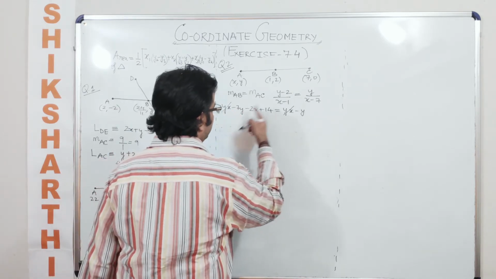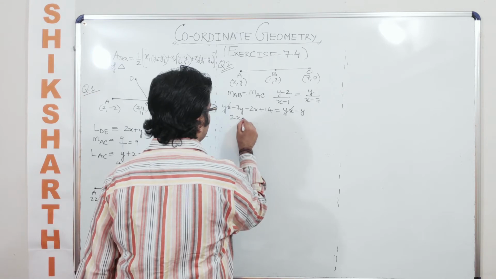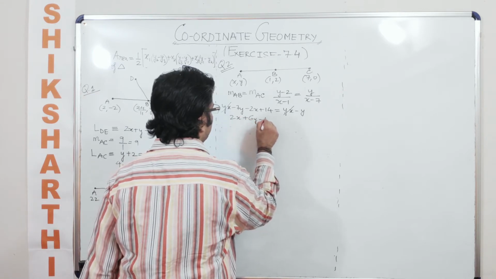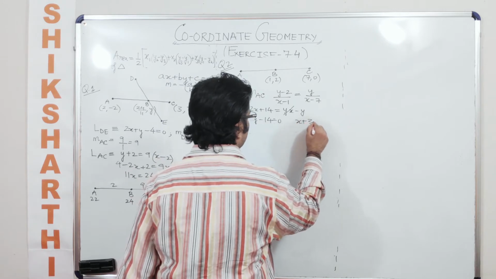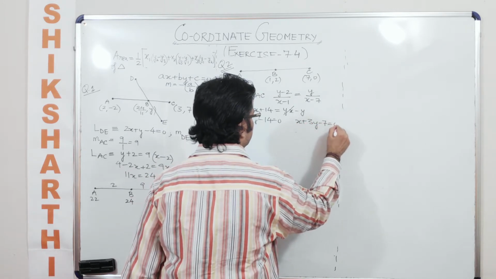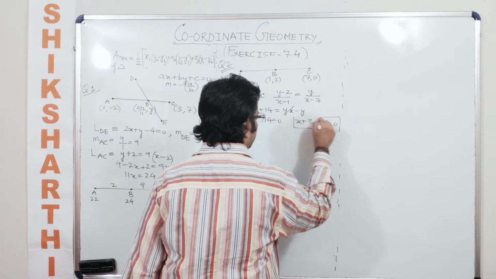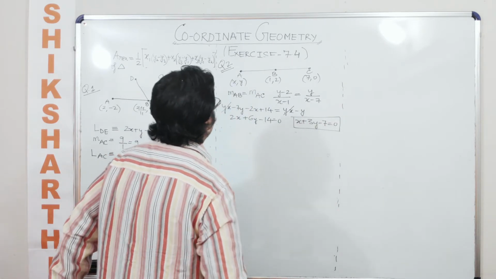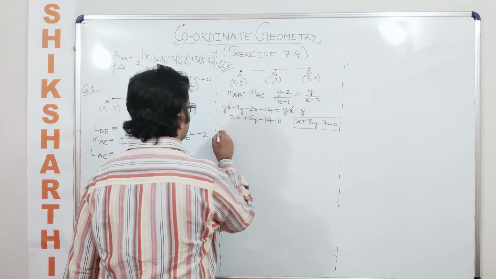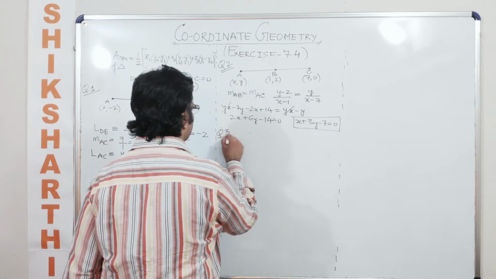Okay, so from here, can I say 2x plus 6y minus 14 is equal to 0, which is just like saying x plus 3y minus 7 is equal to 0. This is the relation that you get between the two variables and the constant term, in case these 3 points were collinear. Moving on to question number 3.